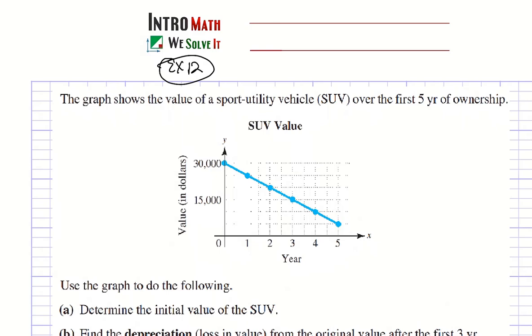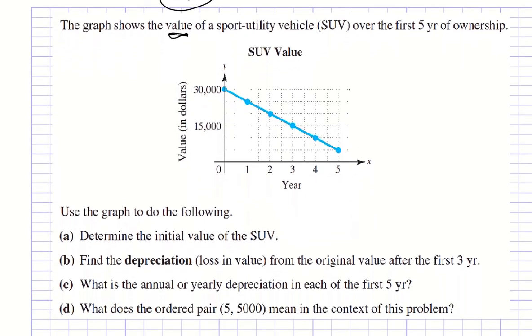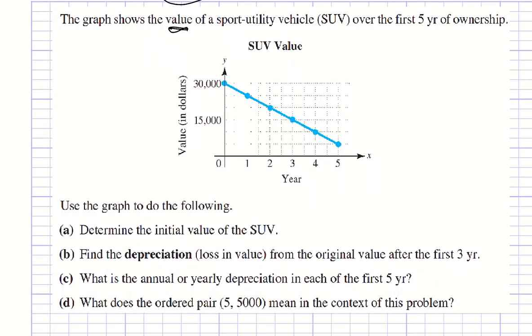It says the graph shows the value of a sport utility vehicle, SUV, over the first 5 years of ownership. You know, when you own a car over a number of years, it depreciates in value. That's what they're talking about. I think this has to do with, I don't know, we'll see. It looks like a demand curve, or what I call a demand and supply curve. But anyway, use the graph to do the following.